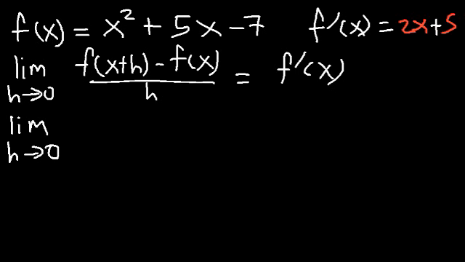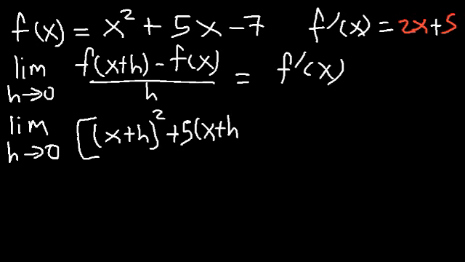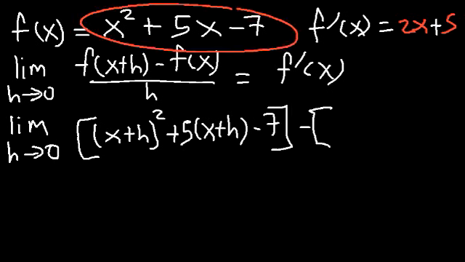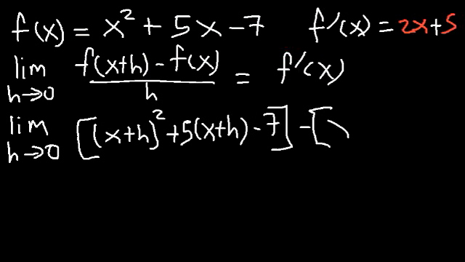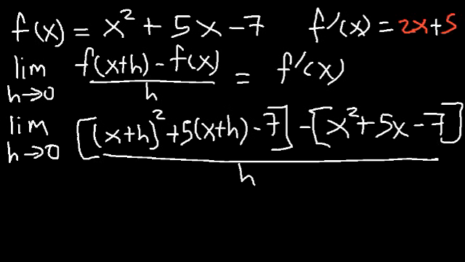Now in this particular problem, what is f of x plus h? So everywhere we see an x, we need to replace it with x plus h. So it's (x plus h) squared plus 5 times (x plus h) minus 7, and minus f of x, which is simply the original function. So that's going to be x squared plus 5x minus 7, divided by h.